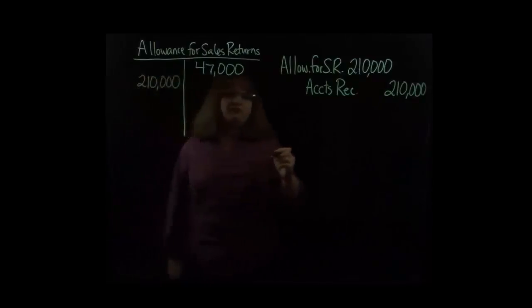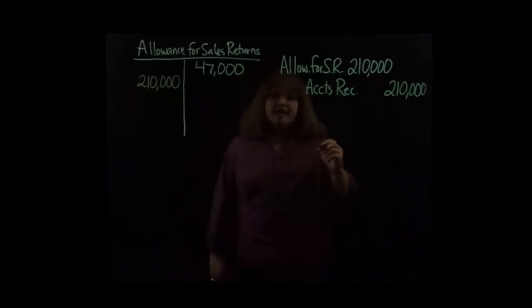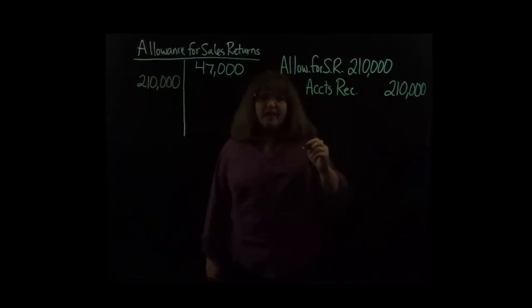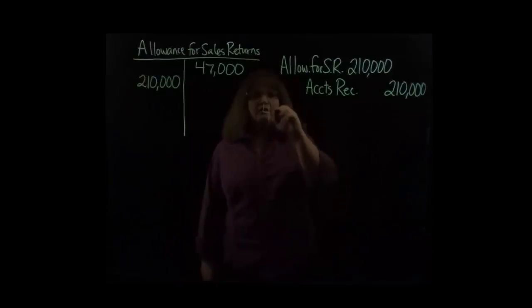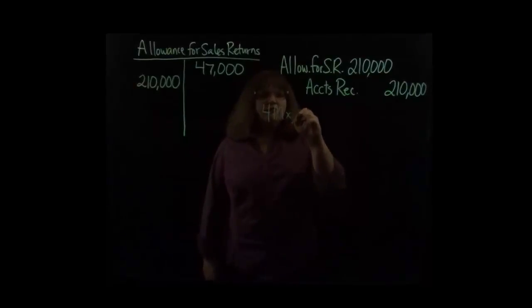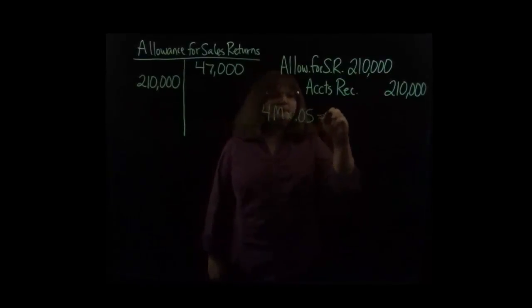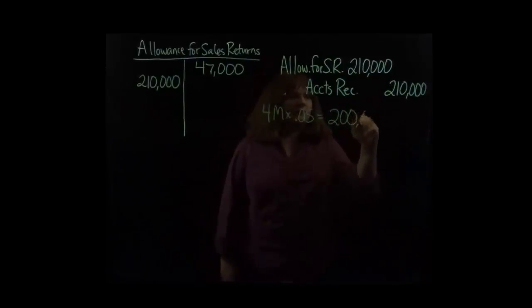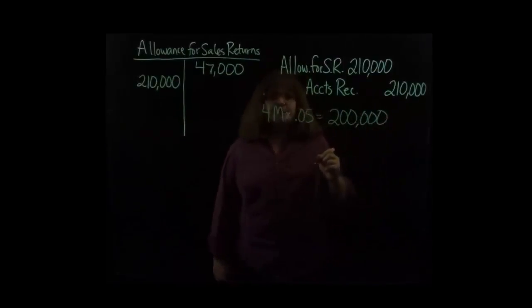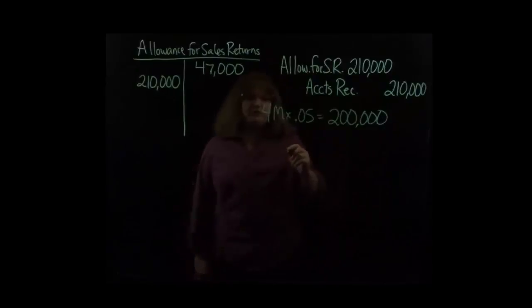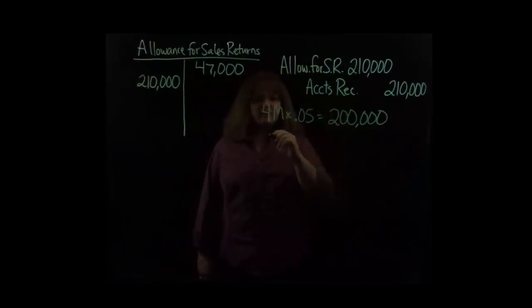And the other piece of information that they give us in this problem is that the estimate that we're making is that 5% of our sales are expected to be returned. And so we had, in this case, $4 million in sales, and 5% of $4 million is $200,000.